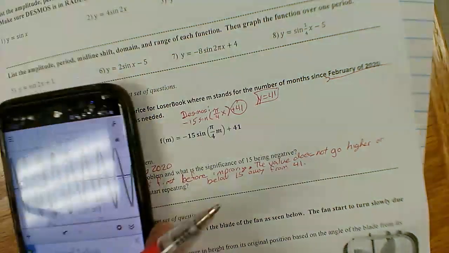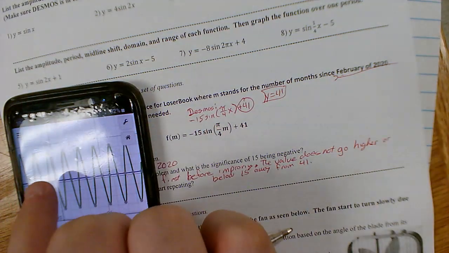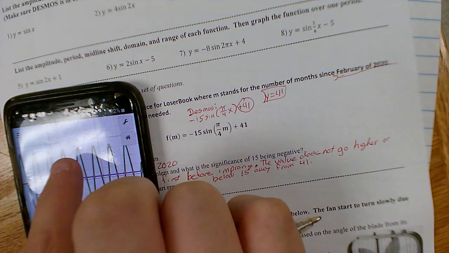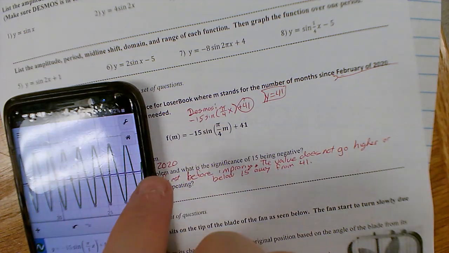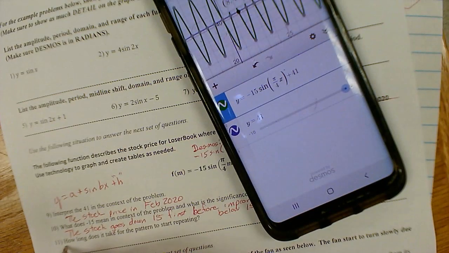How long does it take for the pattern to start repeating? Well, let me get off. The reason we put that middle line is, there it is. Then we go, this is where it starts. So by looking at the graph, how long does it take to repeat? It would be 8 months.